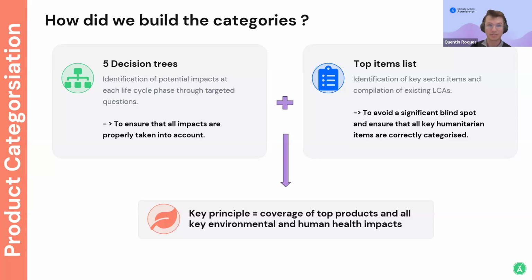And on the other hand, we created 5 different trees here to really be able for these items to identify all the potential impacts that they can have in the different life cycle phases of each item, and to ensure that finally we have all the impacts taken into account when we build the categories.